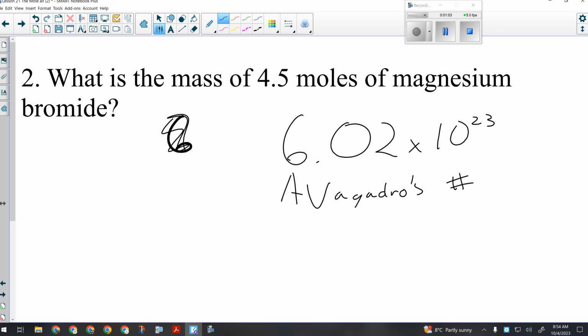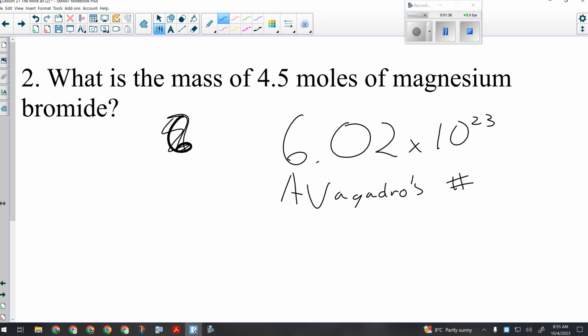Avogadro's number is required in two situations. If the question asks you to calculate the number of particles in a sample size, or if the question gives you the number of particles and asks you to calculate the mass of that many particles. In both of those situations, you will require Avogadro's number. All you ever do with Avogadro's number is either multiply by it or divide by it. That's all you ever have to do with it.